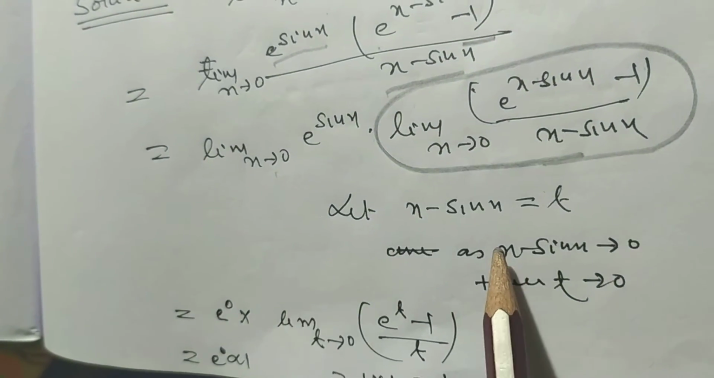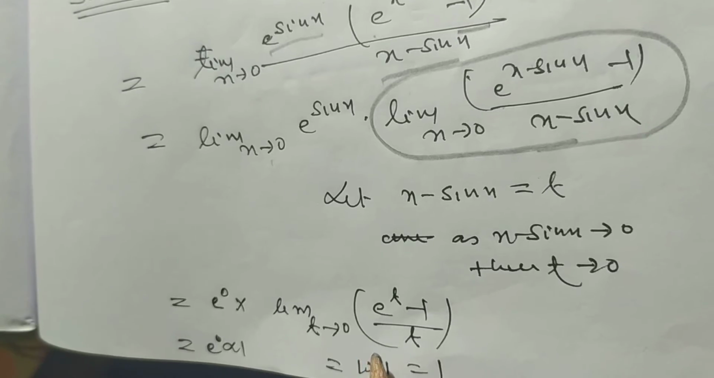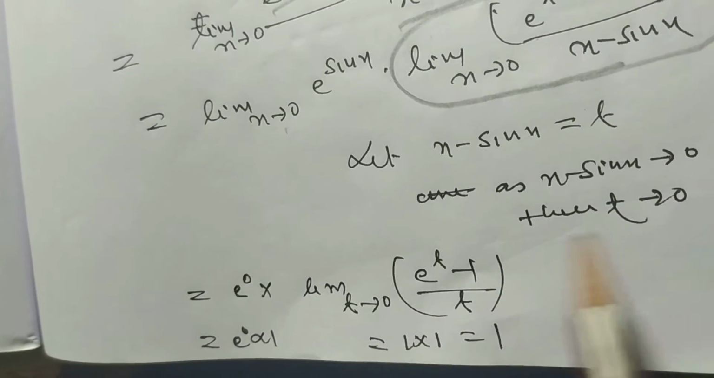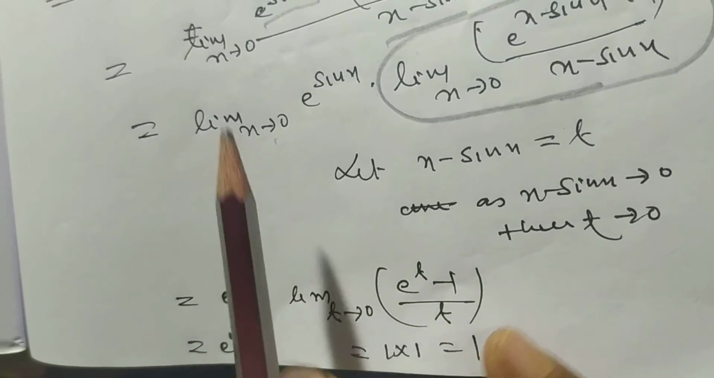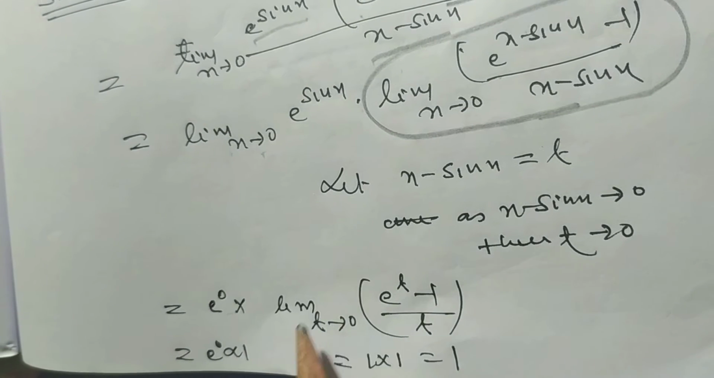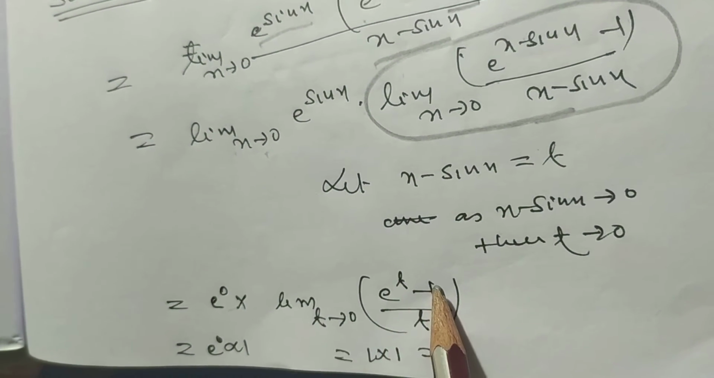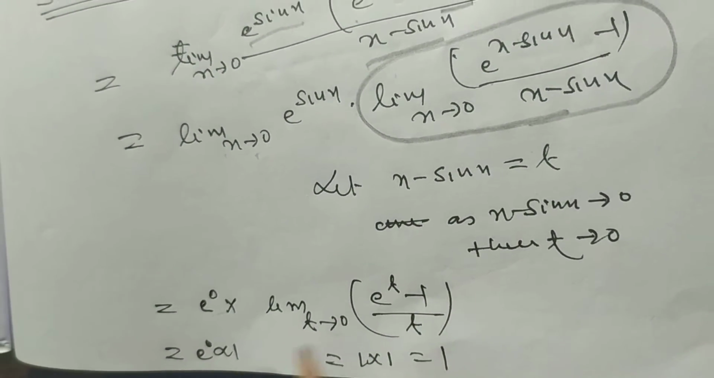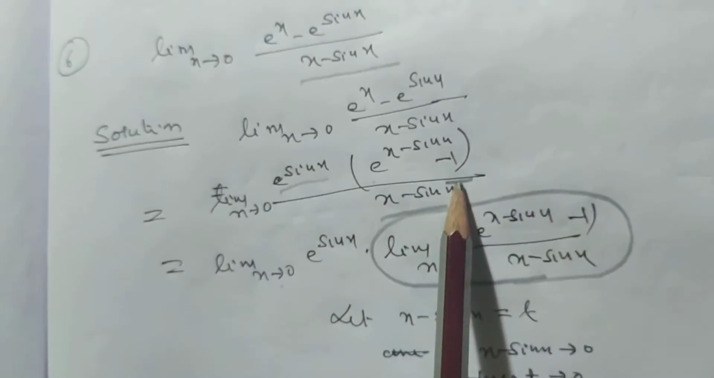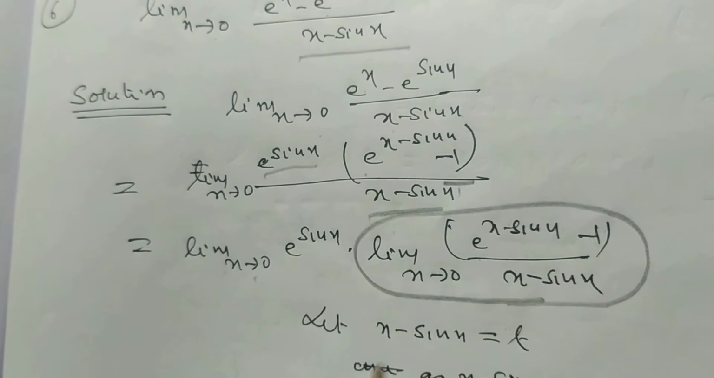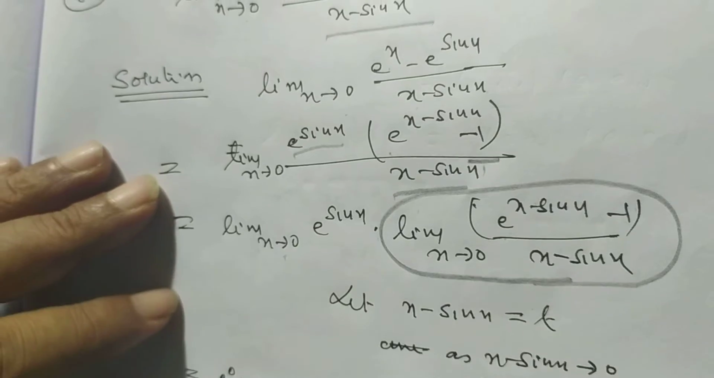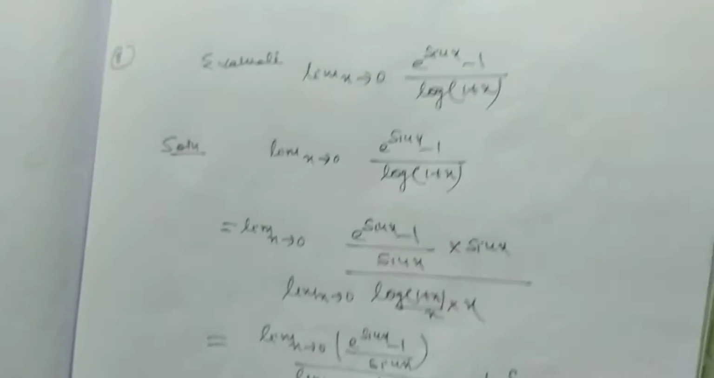Or you can convert it in this form, x minus sin x is equal to t. As x minus sin x tends to 0, t tends to 0. So limit x tends to 0 e to the power sin x, that is e to the power 0, into limit t tends to 0 (e to the power t minus 1) by t, and its value is 1. You can directly write here, or you can split it in this form. So e to the power 0 into 1 is equal to 1 into 1 is equal to 1.